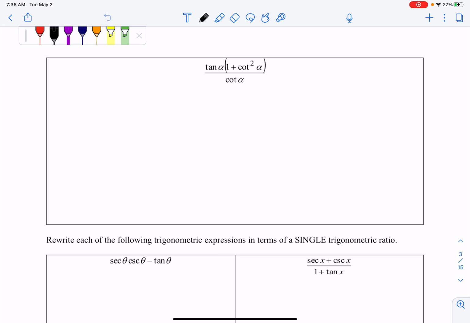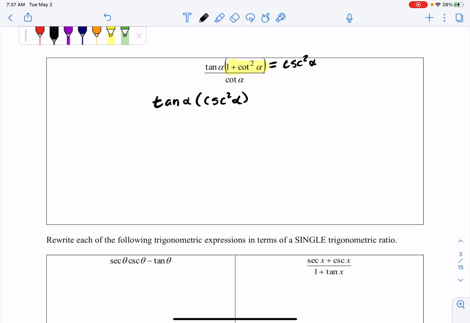So the first thing I notice is this business here should look pretty familiar to you. This should look like one of your trig identities because it is. So what this can be rewritten as is tangent alpha times cosecant squared alpha, because this highlighted portion here is equal to cosecant squared alpha.